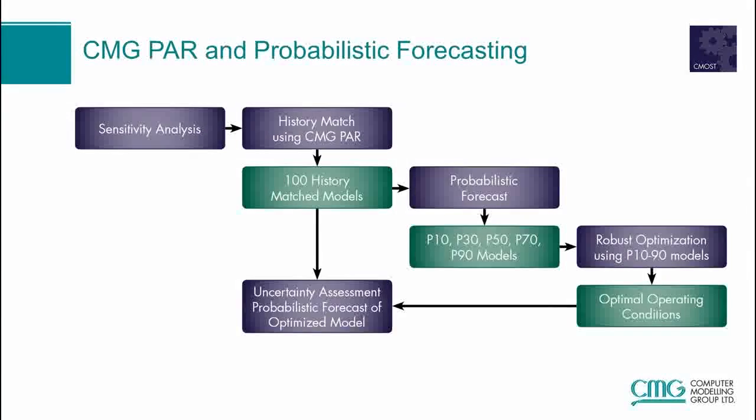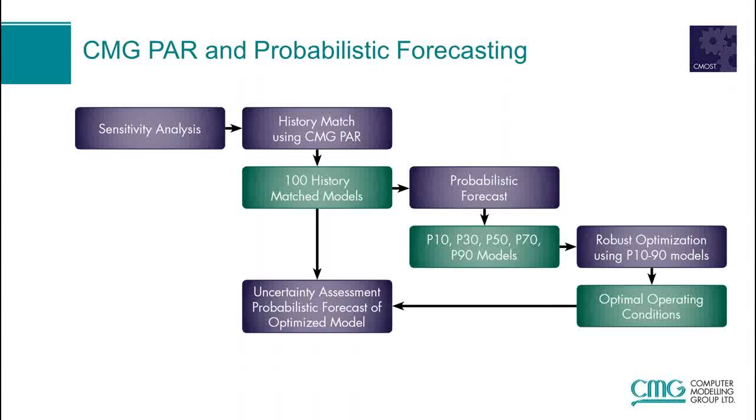So I'm just going to go through a quick example of how this can all be applied. And this is using everything I just talked about. What you can typically do is start off with something like a sensitivity analysis, where you are looking at all the possible parameters you're uncertain about and determining which ones have the greatest possible effect on your particular problem or objective. You can then go in and use the new CMG PAR to history match your models. And from this, you would then choose certain criteria to actually base your possible matches on. From this, you will get some number of matches. In this case, let's say 100.